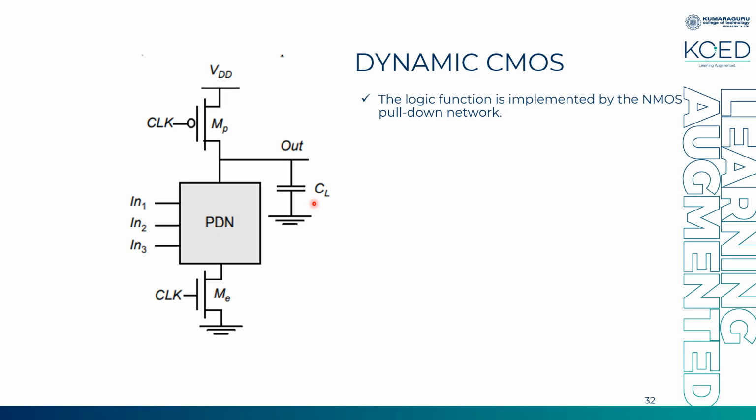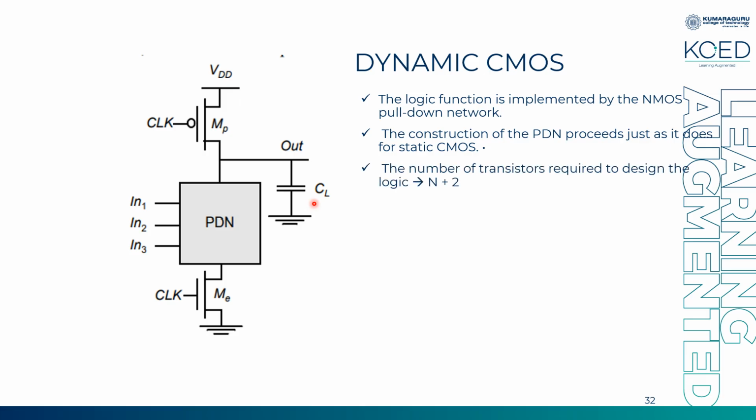The logic function you can implement in the pull-down network, or NMOS network. The way in which you design is the same as static CMOS. That is, if you want A dot B, go for NMOS in series and PMOS in parallel. If you want A plus B, go for NMOS in parallel and PMOS in series.